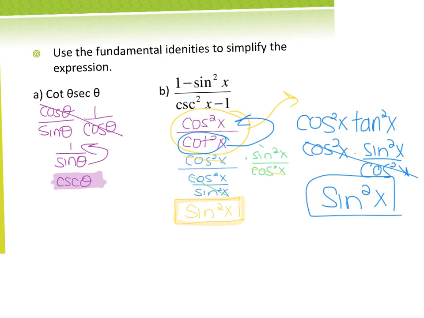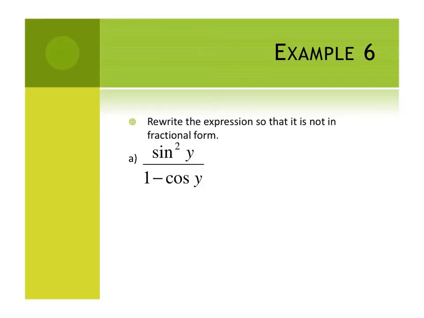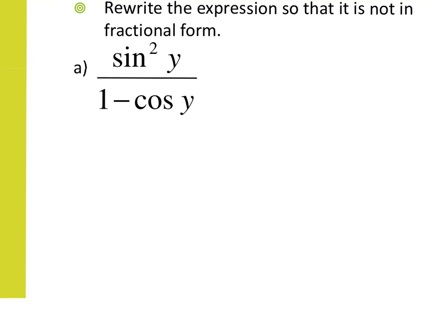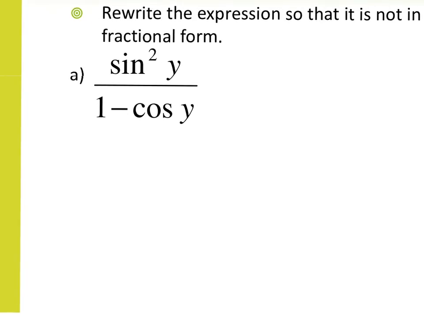Okay, last one. So rewrite the expression so that it's not in fractional form. So it tells you specifically get rid of the fraction, but hopefully even if it just said to simplify, you would know that you're probably not leaving it as a fraction. So this is one of those that I was telling you before, that people will look at that bottom and say, oh, that's Pythagorean identity. 1 minus cosine is sine. Is that true? No, it has to be squared.